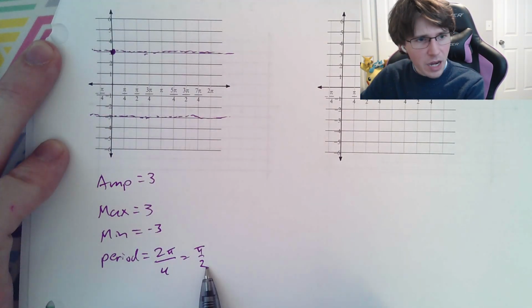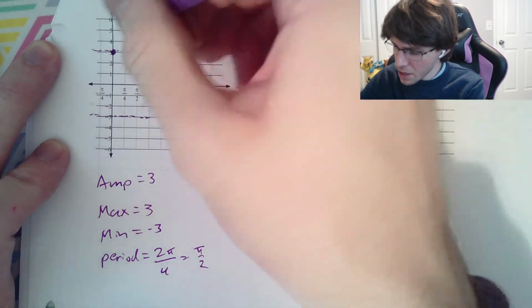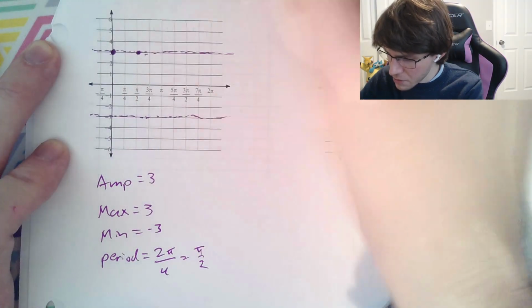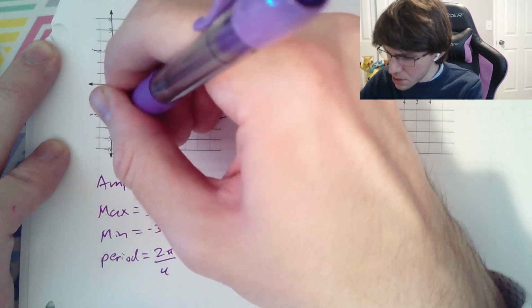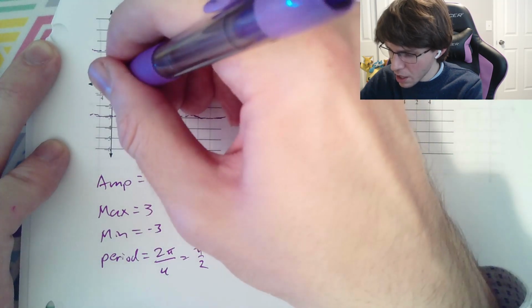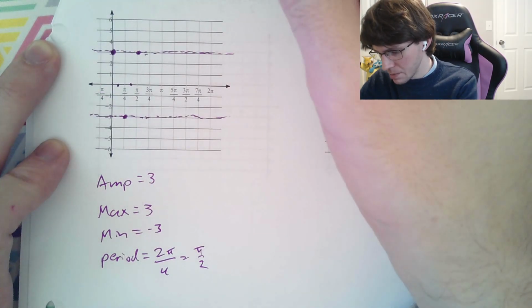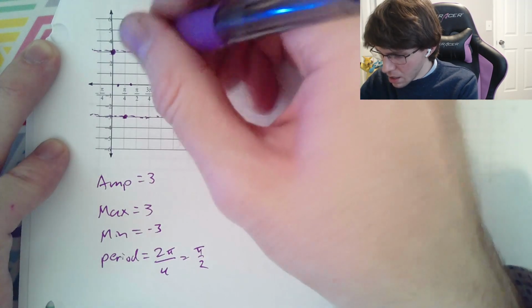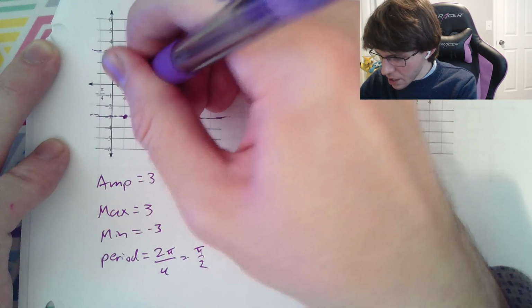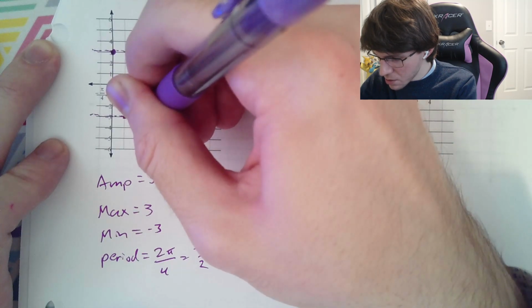But the period of pi over 2, it means it repeats its entire thing within pi over 2. So there's that pi over 2. Halfway for cosine, it goes to the bottom, and an additional halfway are the minimum. So you can see how dang skinny this one's going to end up being. And that's okay. But let's just go ahead and finish this one off.